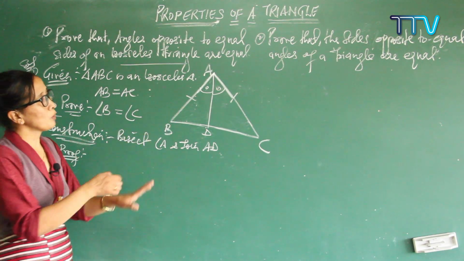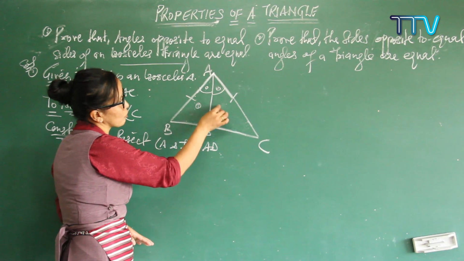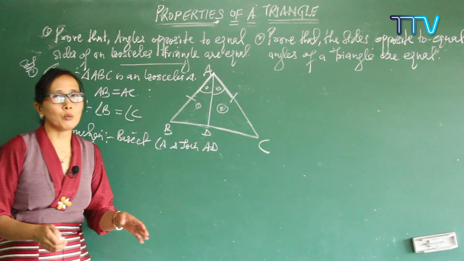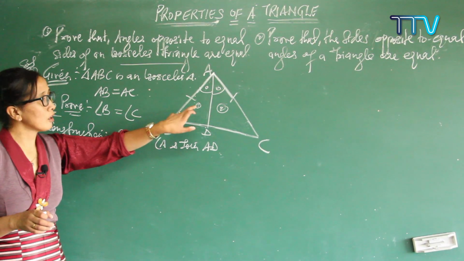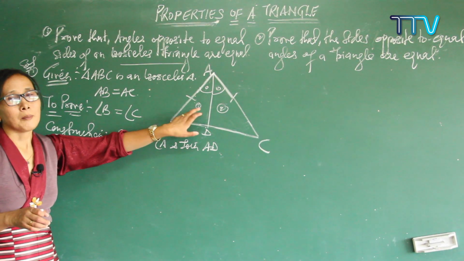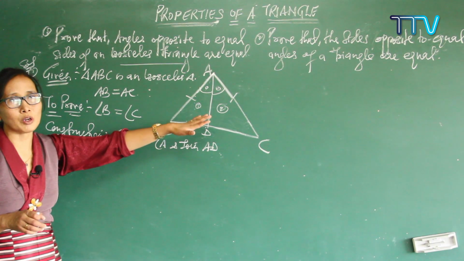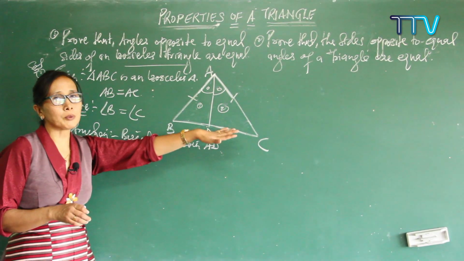Understood? So now we are getting two triangles. Can you see the first triangle and the second triangle? We are going to prove that the two triangles are congruent to each other by using three parts. Which rule are we going to use here? So how do we prove this one?